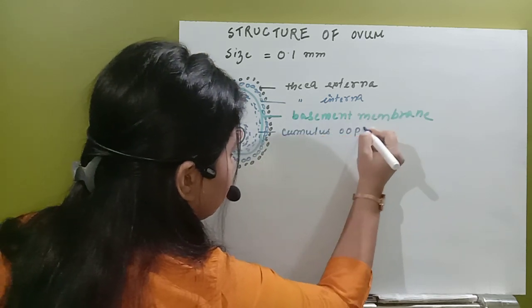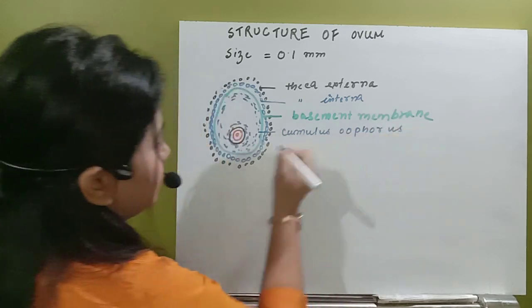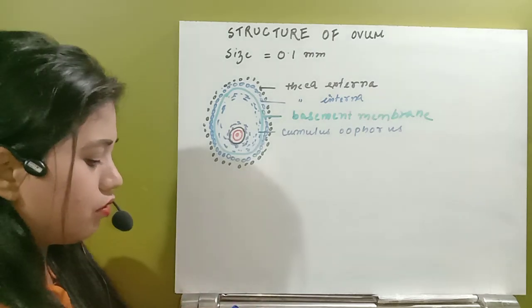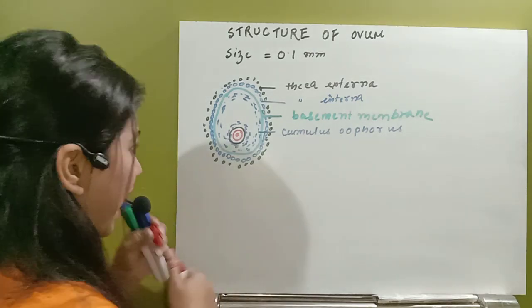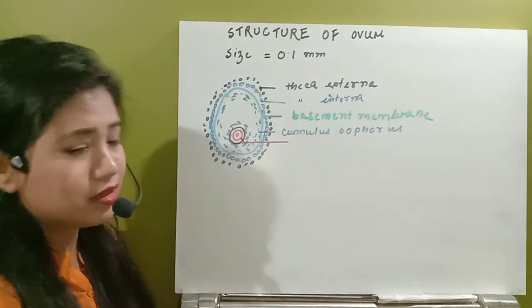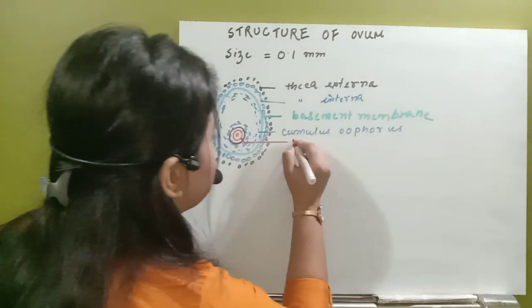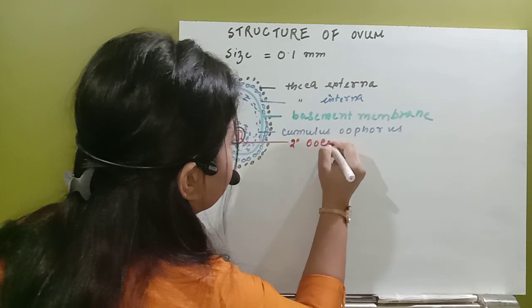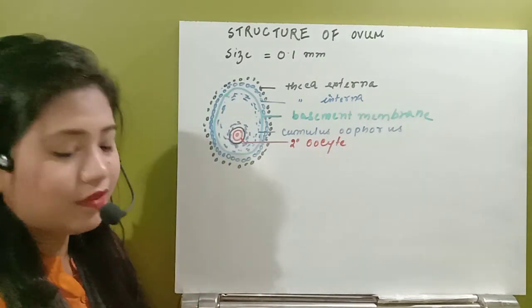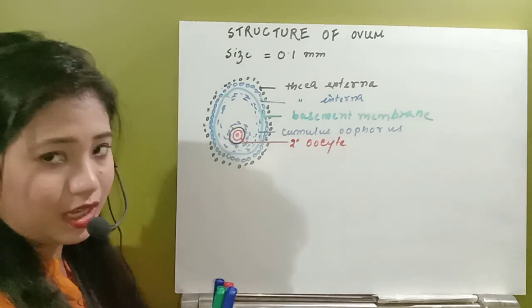So these are cumulus oophorus cells, layers of cells are present. Now inside here we are going to have this egg. Actually this has not completed the second meiosis, so that's why this is known as the secondary oocyte. Covering this secondary oocyte, we are going to have a membrane which is a non-cellular layer.